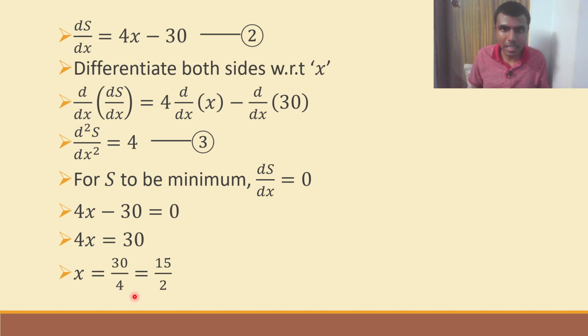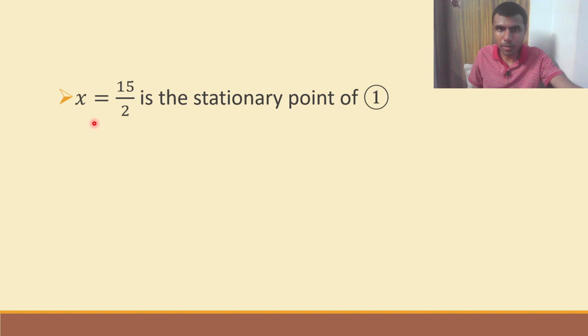So, whenever we equate ds by dx equal to 0, we get a value of x like this, and this value we call a stationary point. What do we call it? We call it a stationary point, because we do not know whether it is maximum or minimum. At this point, whether our s is going to be maximum or minimum, we do not know. For s to be minimum or maximum, you could take the same condition; some questions ask maximum, and based on the question you can write. Now, x equal to 15 by 2 is a stationary point of 1.